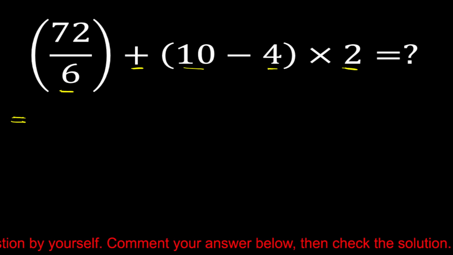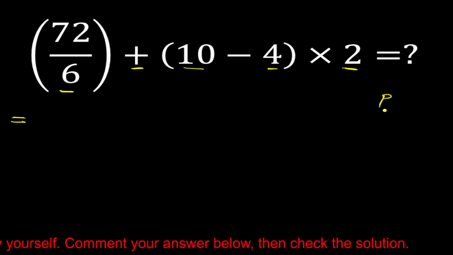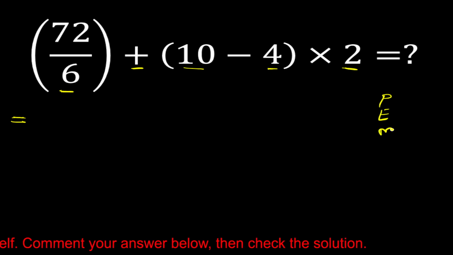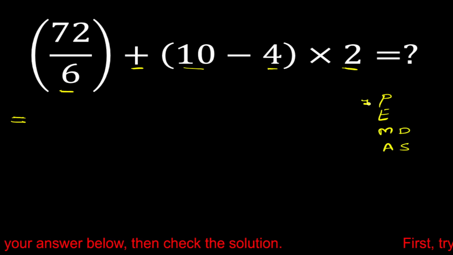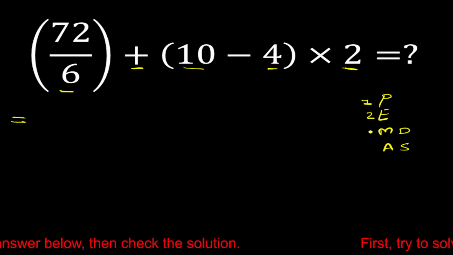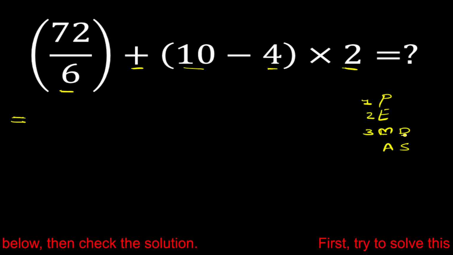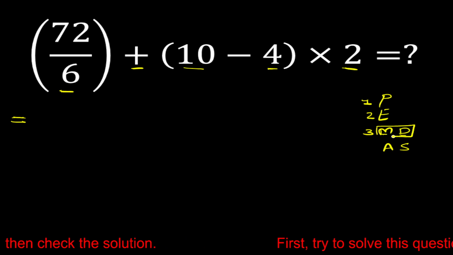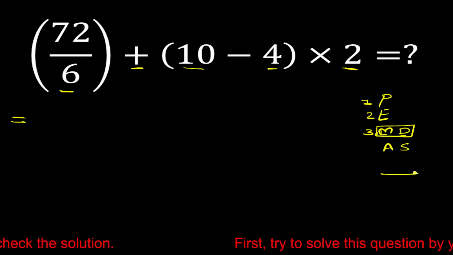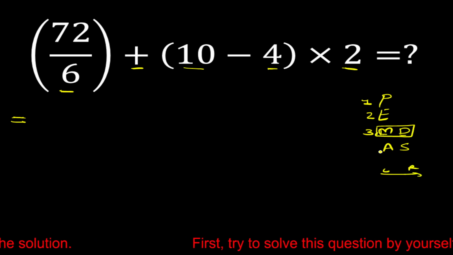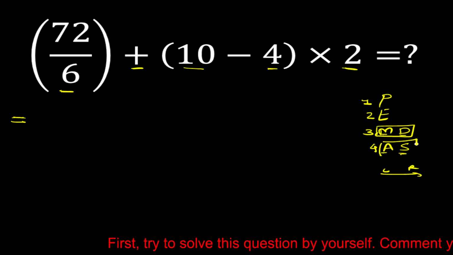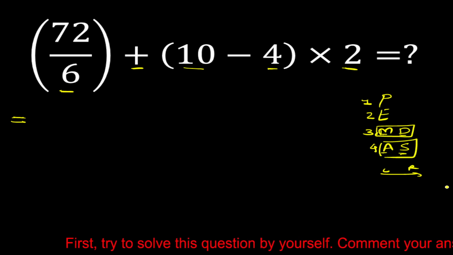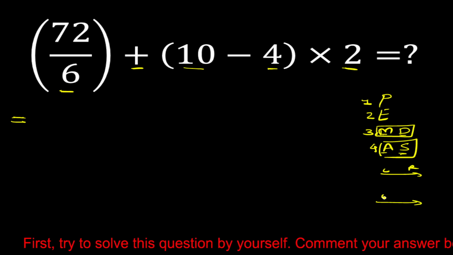So now let's solve this problem correctly by using the PEMDAS rule. According to PEMDAS, first priority is parenthesis, second priority is exponents, third priority is multiplication and division. Here multiplication and division both have equal priority, so we have to solve from left to right. Fourth and last priority is addition and subtraction. Addition and subtraction also have equal priority, so we have to solve from left to right.